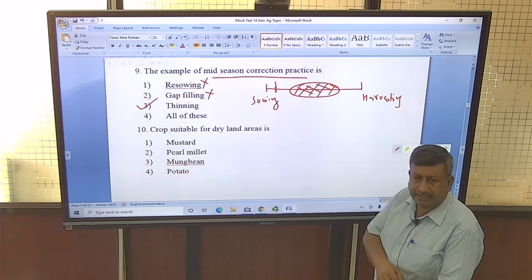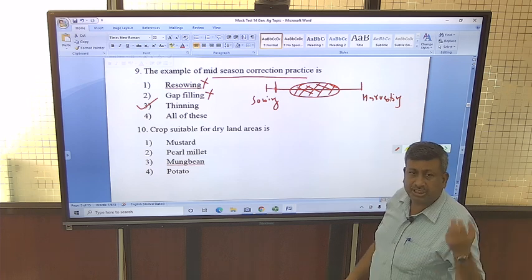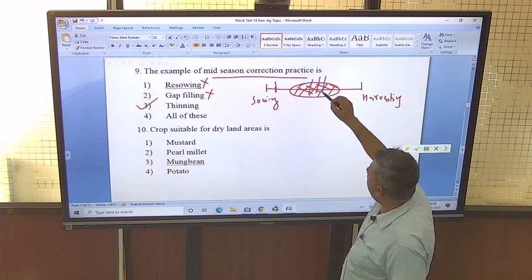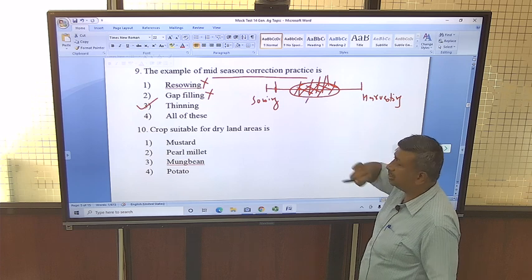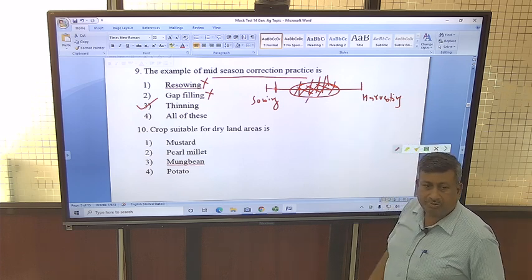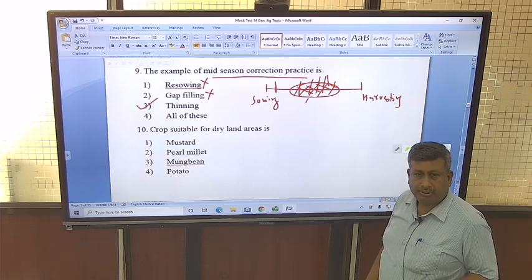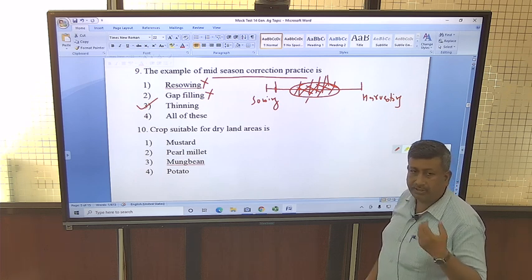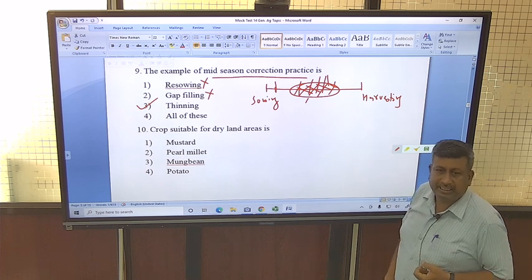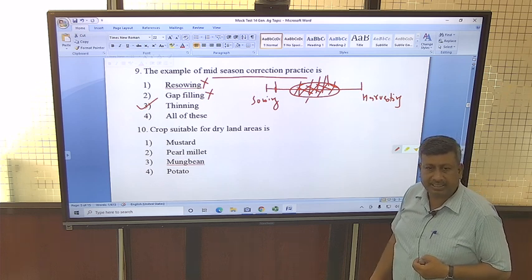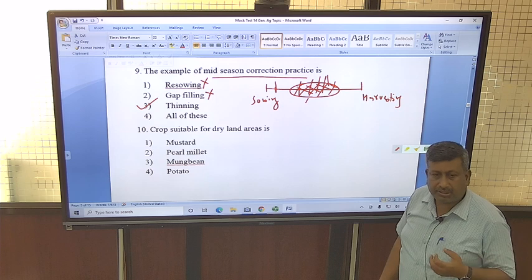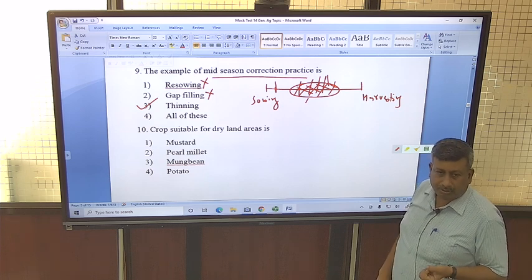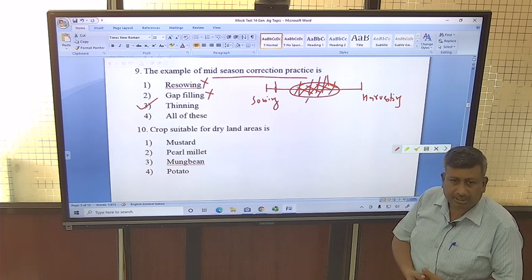Generally, thinning is done when there is a moisture stress. Suppose there are a number of plants and there is moisture stress in the soil, then we remove some plants to reduce the transpiration loss. That is why thinning is done, as well as lower leaf removal. It is also a mid-season correction.